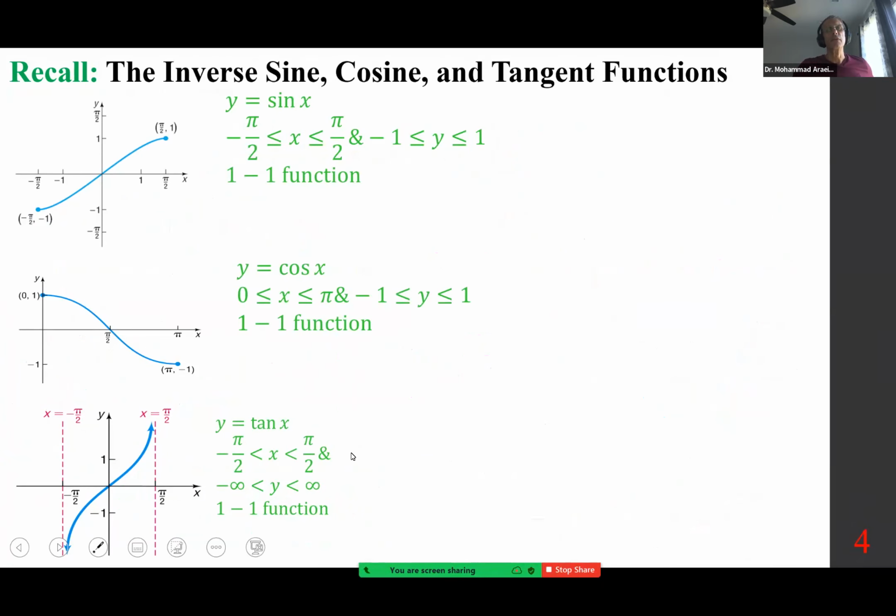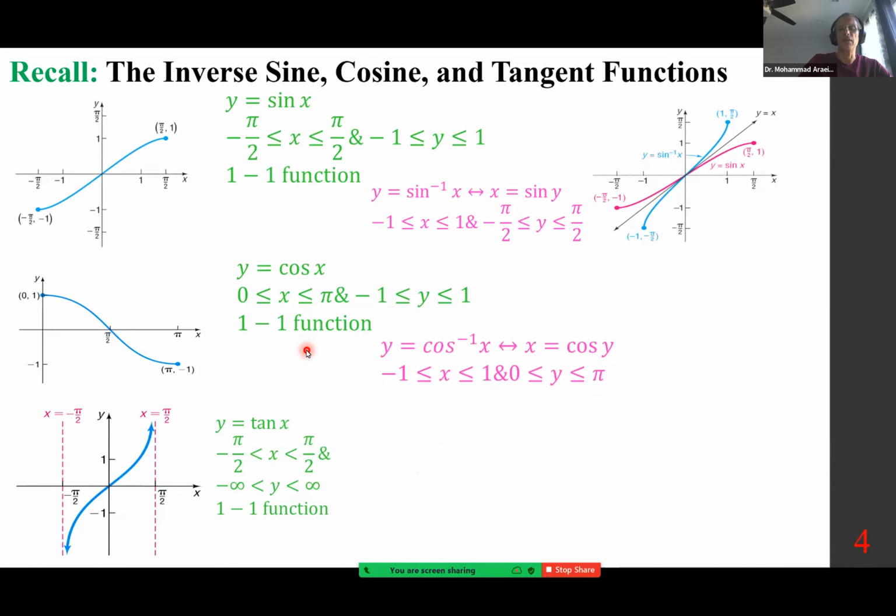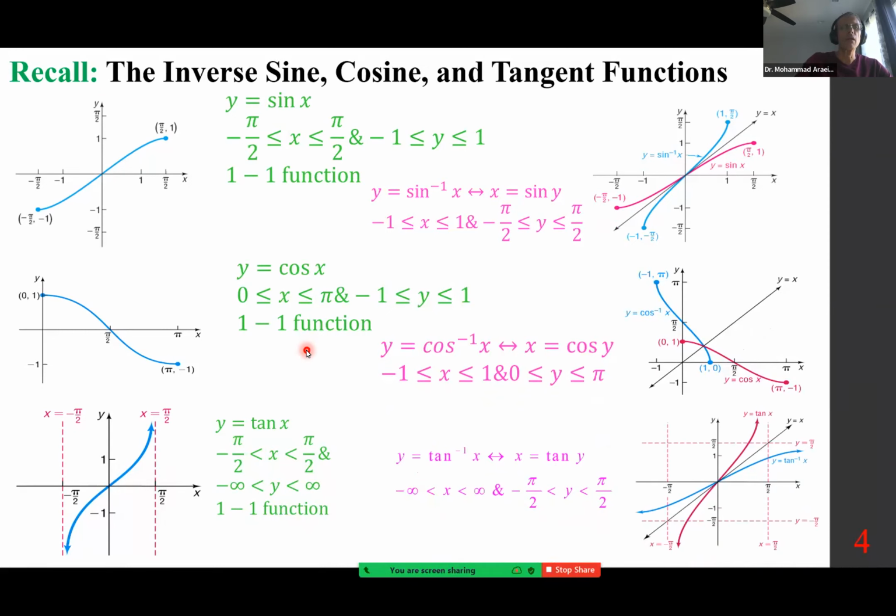None of the trigonometric functions are one-to-one. They don't have inverses unless we do the restriction, and the restriction will make it happen. And now they have inverses. So for example, for sine and tangent, we restrict it from minus pi over 2 to pi over 2. For cosine, 0 to pi.